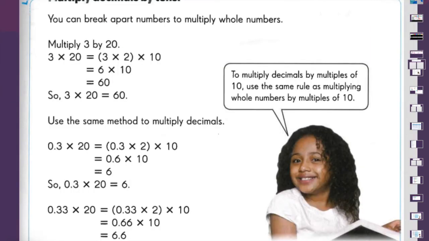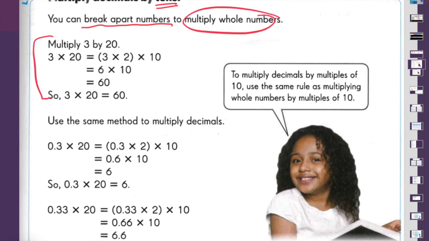Now let's take a look at how we can multiply decimals by tens. So you can break apart a number to multiply whole numbers. Let's look at this first example. When we multiply 3 by 20, we can say, well, 3 times 2 would give us 6. So 6 times 10 would give us 60. So we know that 3 times 20 is 60.